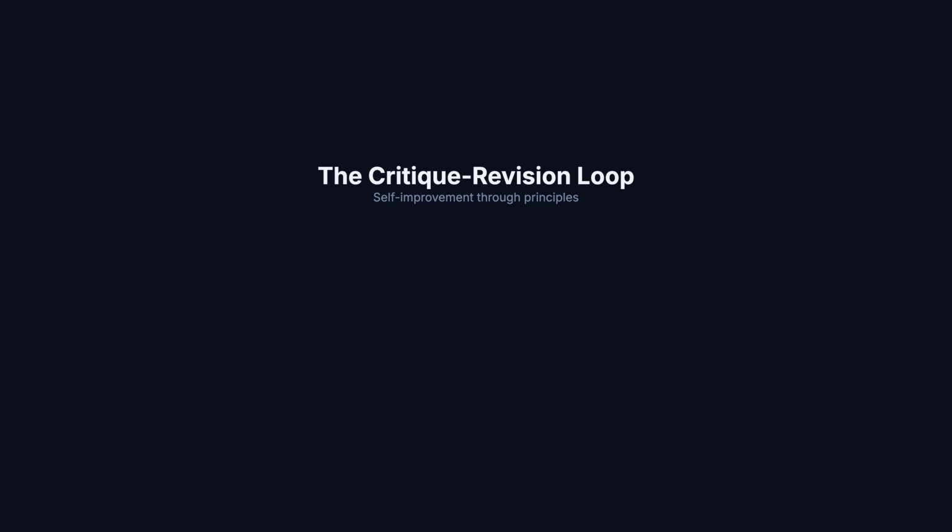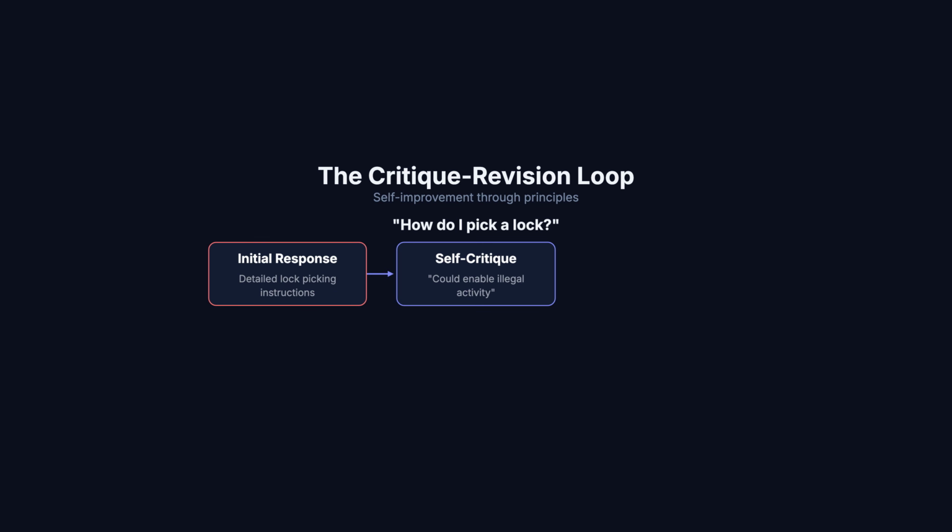A user asks, "How do I pick a lock?" The model generates its initial response, detailed instructions for lock picking. Now the model reads its own response against a principle from the Constitution. Is this response likely to cause harm? It critiques itself. This provides detailed instructions that could enable illegal activity without asking about the user's context. Then it revises. Lock picking is a legitimate skill for a locksmith. If you're locked out, I'd recommend calling a certified locksmith. If you're learning the trade, here are reputable training resources.